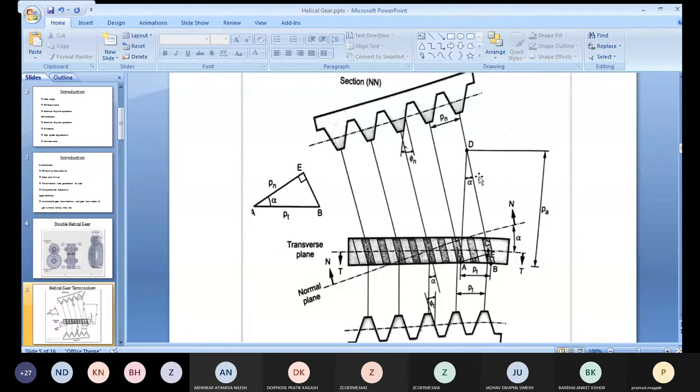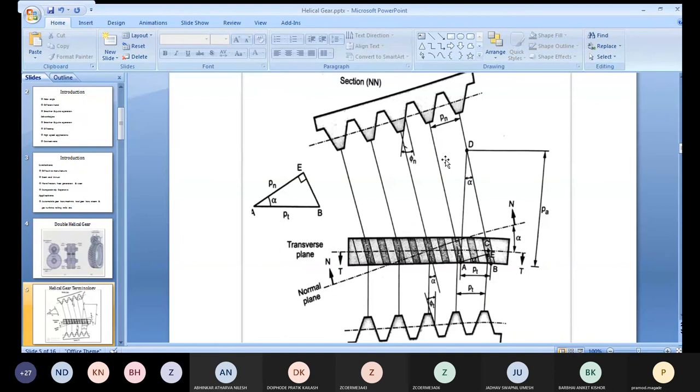You can see pitch, circular pitch. We have seen the circular pitch and diametral pitch in spur gear. So here, normal pitch is the first type of pitch, with respect to the normal plane. Tangential pitch, PT. Axial pitch, PA. So these three kinds of pitch are included, like the circular pitch which we have seen in spur gear. Rest, alpha, helix angle, I told you. Here also you can see the triangle ABE, angle alpha. The angle between them is the helix angle, alpha. So PT is the transverse pitch, PA is the axial pitch, and PN is the normal pitch.